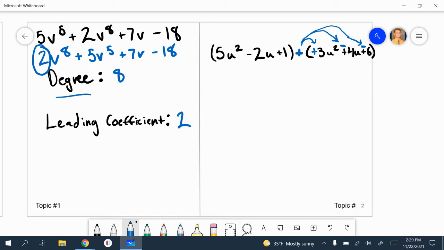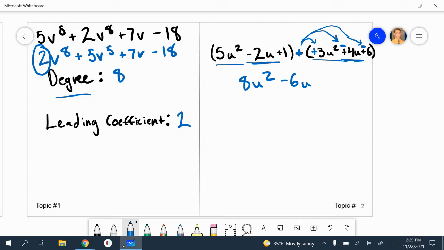So what we have, we can combine like terms here. I'm going to combine the 5u squared and the 3u squared, so it would be an 8u squared. This is a negative 2u and a positive, oh, nope, I'm sorry, we changed it to a negative. So it's a negative 2u and a negative 4u, which would make it a negative 6u. And then the last part there, we have a positive 1 and a positive 6. That would, oh, I almost made that mistake again.